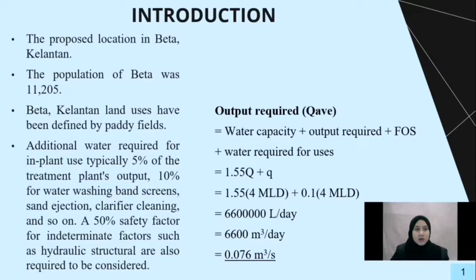In Beta, Kelantan, the users have been defined by paddy fields, and the additional water required for in-plant use is typically 5% of the treatment plant's output, 10% for washing band screens, sand injection, clarifier cleaning, and so on. Also, a 50% safety factor for indeterminate factors is required to be considered in our mini treatment plant design. Okay, for the Q average, our estimation has been calculated as 0.076 meter cube per second.